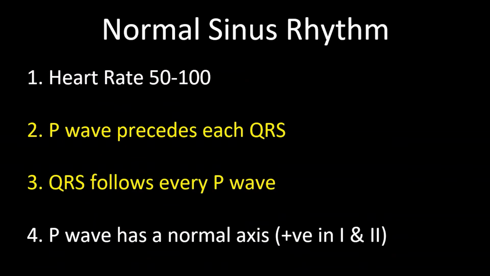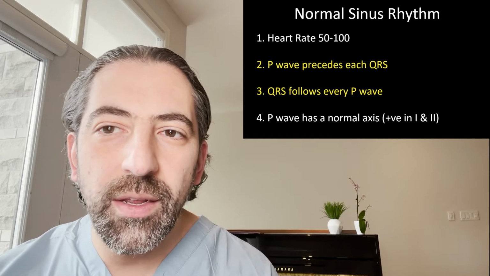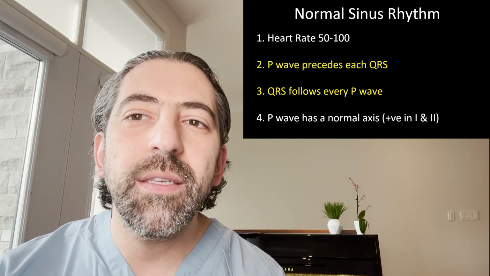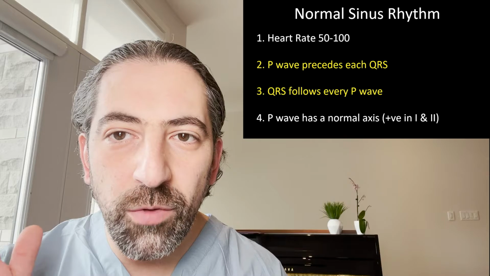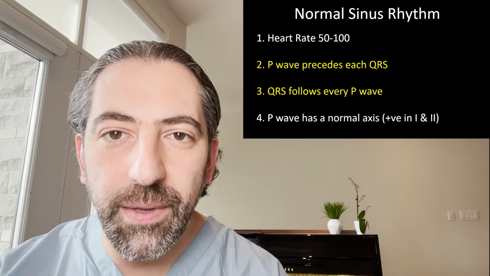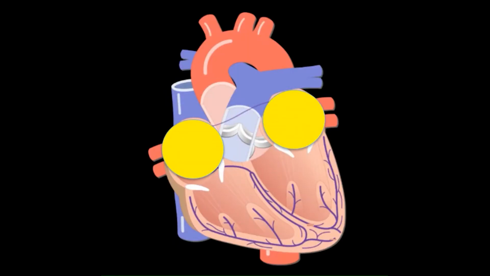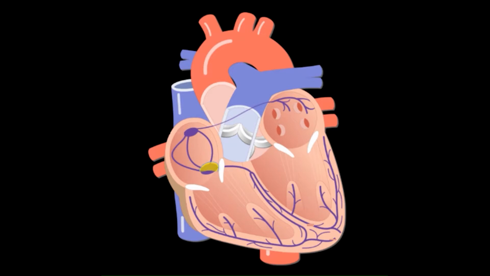The second thing we look at is, do P waves precede QRS complexes, and do QRS complexes follow P waves? So the ratio should be 1:1. 1 P wave for every QRS complex, and 1 QRS complex for every P wave. P wave followed by a QRS, and QRS preceded by a P. That tells us that atrial depolarization precedes every ventricular depolarization, and ventricular depolarization follows every atrial depolarization, so there's a 1:1 ratio between the top and bottom chambers.